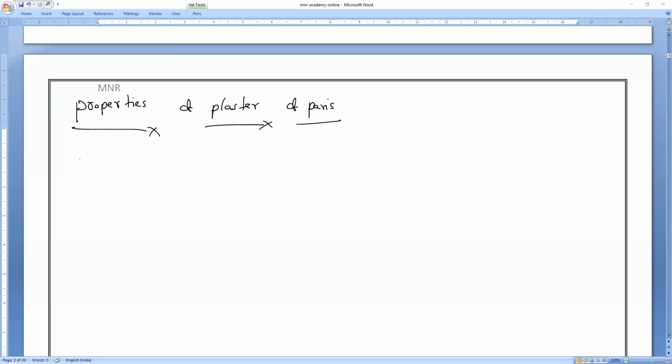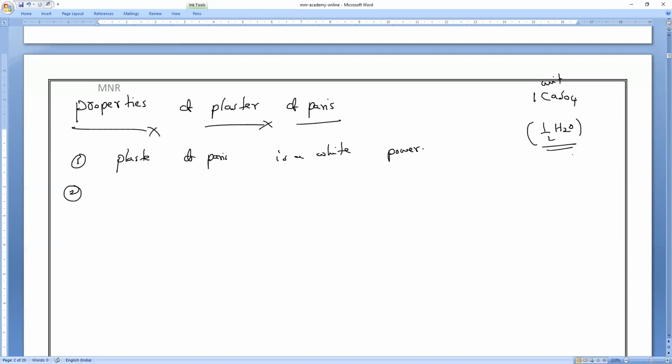That is what we call plaster of Paris. So the first property of plaster of Paris: it is a white colored powder. Plaster of Paris is a white powder. Okay. Next one. It contains half water molecules. One molecule of CaSO4 will share how many water molecules, everyone? Half water. Understanding?